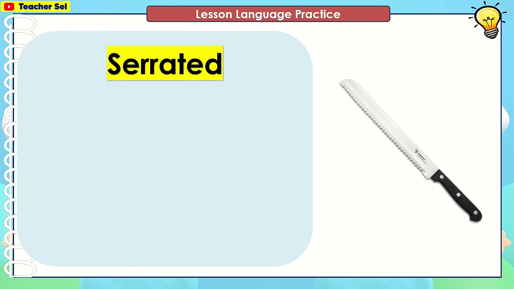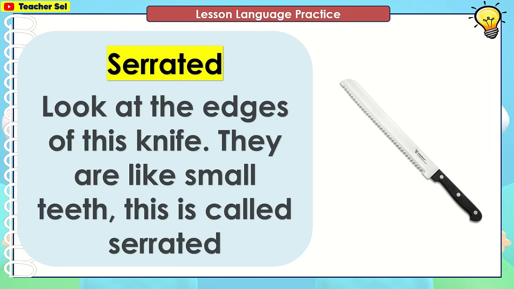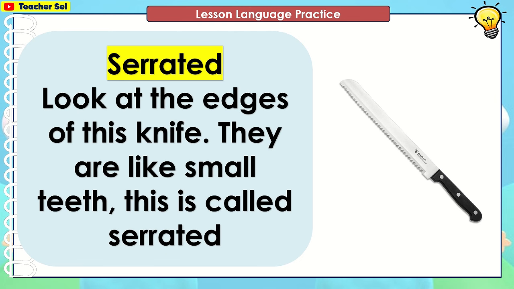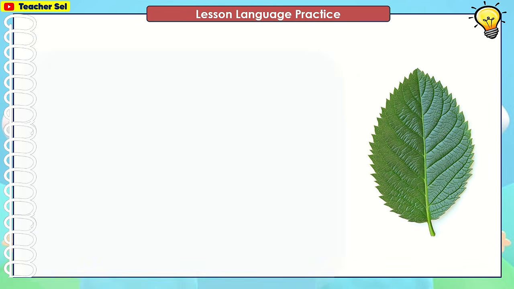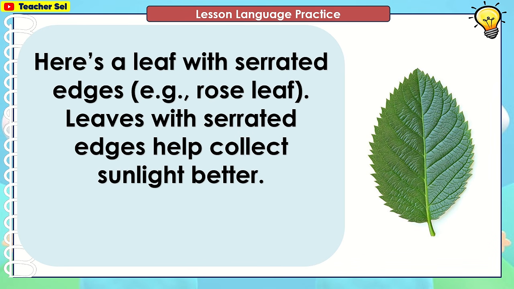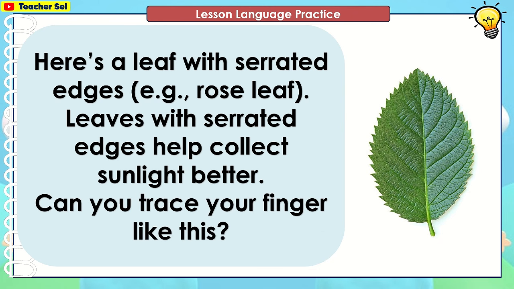Let's define these terms. Serrated. Look at the edges of this knife. They are like small teeth. This is called serrated. Here's a leaf with serrated edges. Example given, rose leaf. Leaves with serrated edges help collect sunlight better. Can you trace your finger like this?